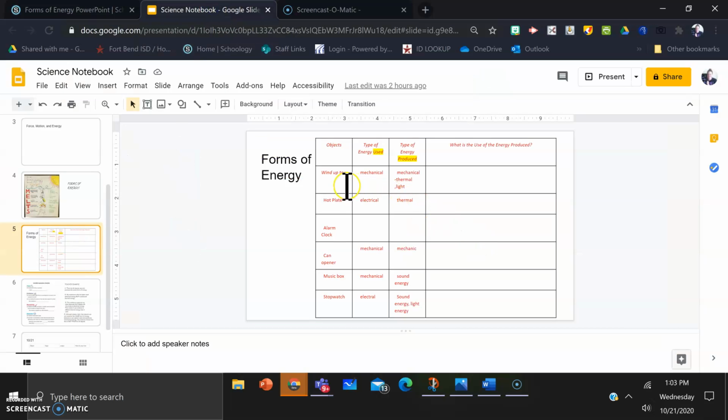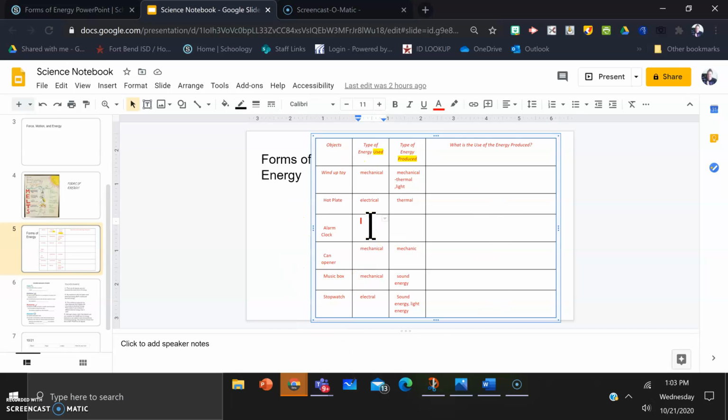Yesterday, you were given 6 objects, and it was your job to look at them and decide what types of energy they used. If you haven't completed this yet, minimize this video, pause it, go back and complete this chart and turn it in before you watch this section of the lesson. The first object was a wind-up toy. A wind-up toy is powered by a crank, the person cranking the machine. And since that's movement, that's mechanical. When you let the wind-up toy go, it produces movement, so that's also mechanical.